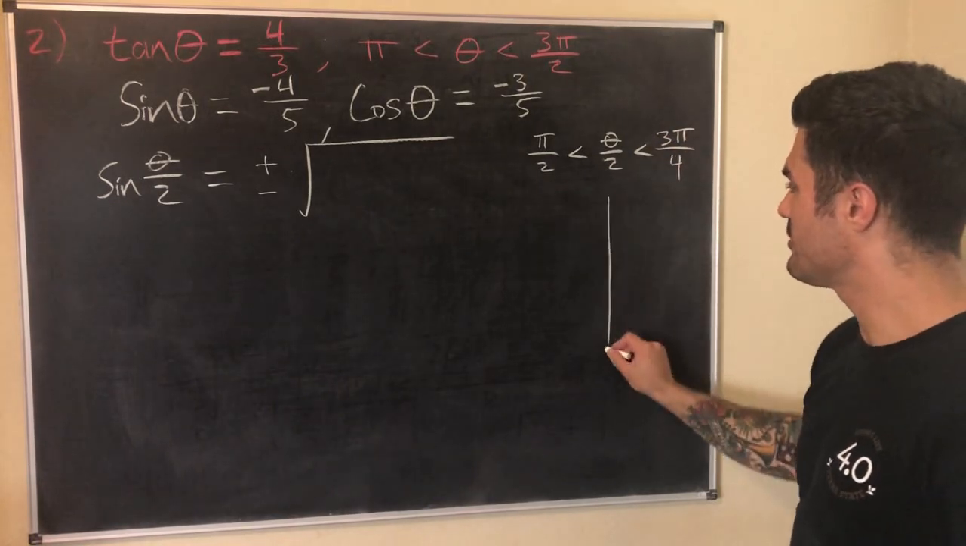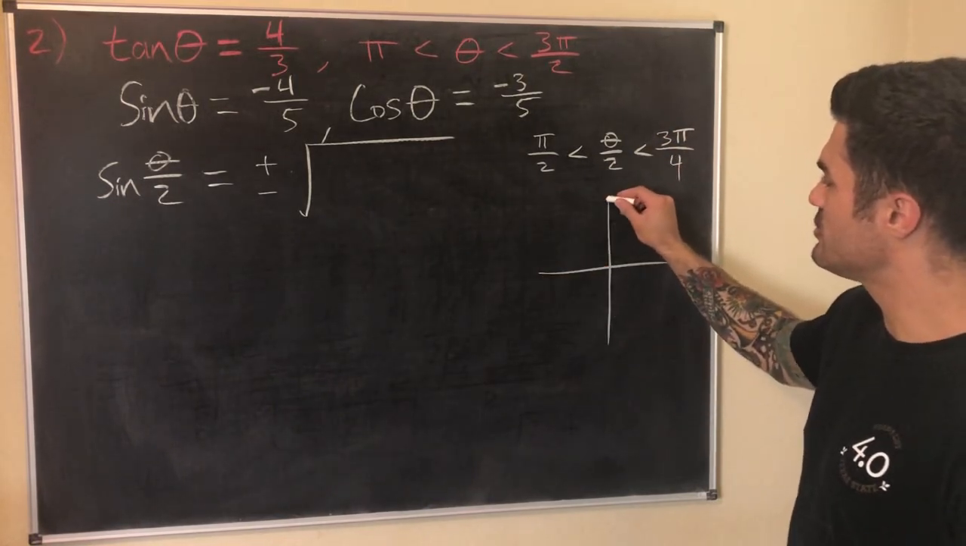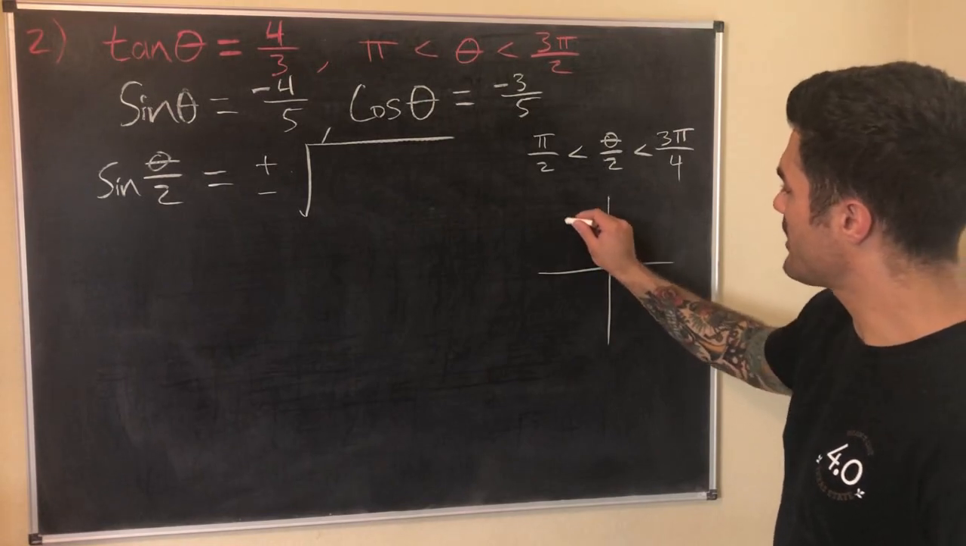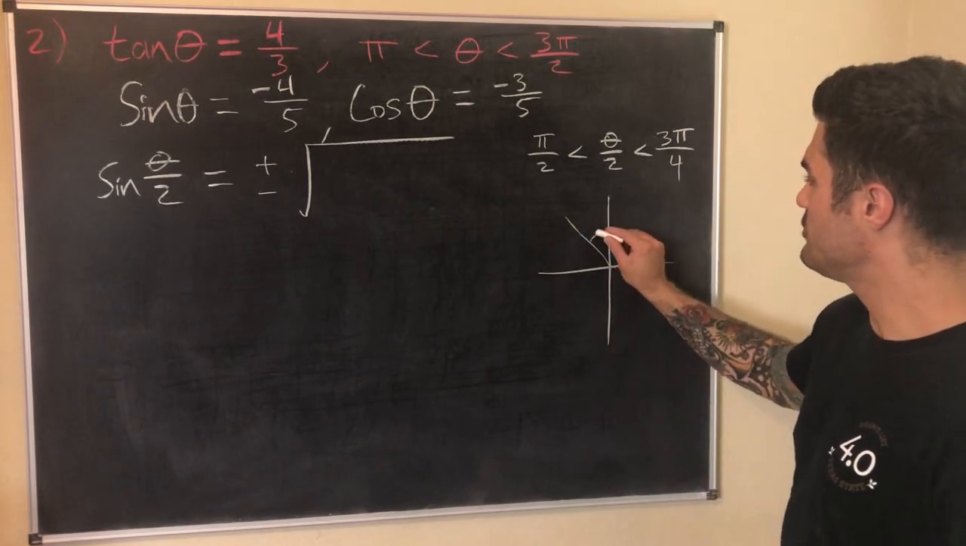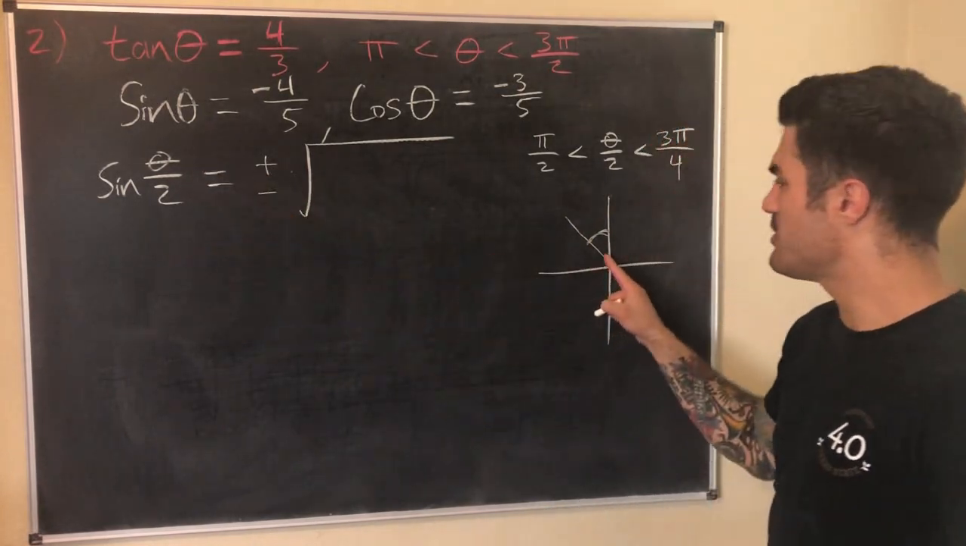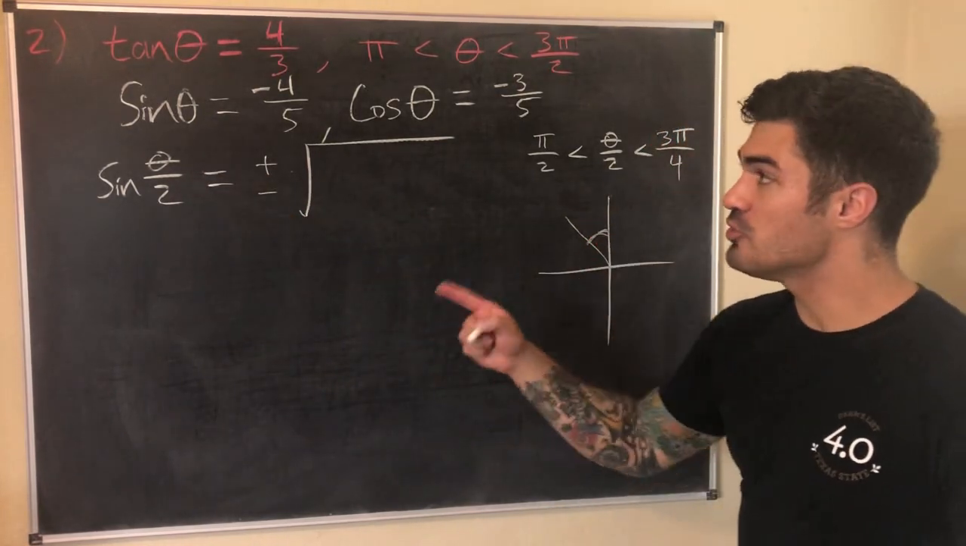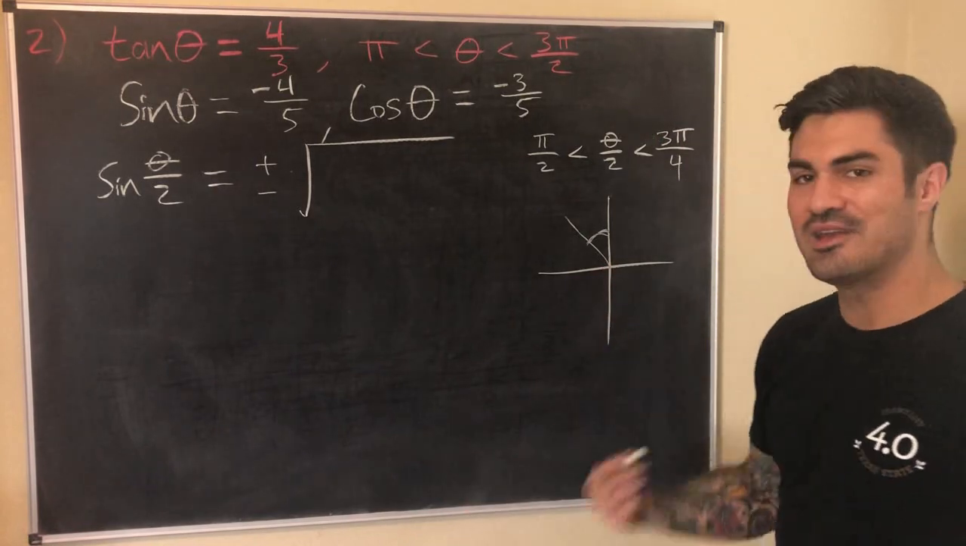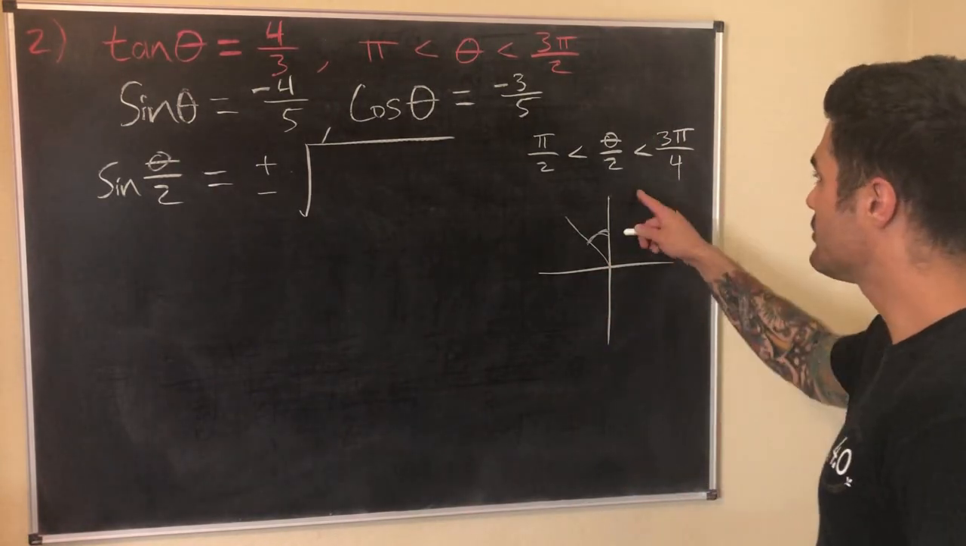Where is that? Let's think about it. This is pi over 2. 3 pi over 4 is about here. So our theta over 2 is somewhere in here. So that means the sine of theta over 2 is going to be positive, and the cosine of theta over 2 is actually going to be negative, right? So that's how you do that.